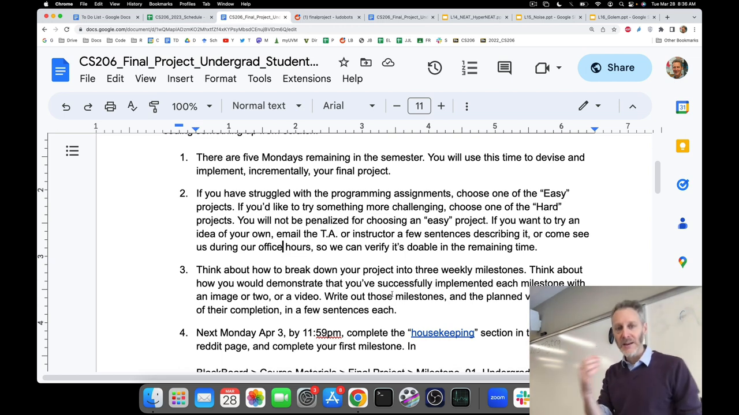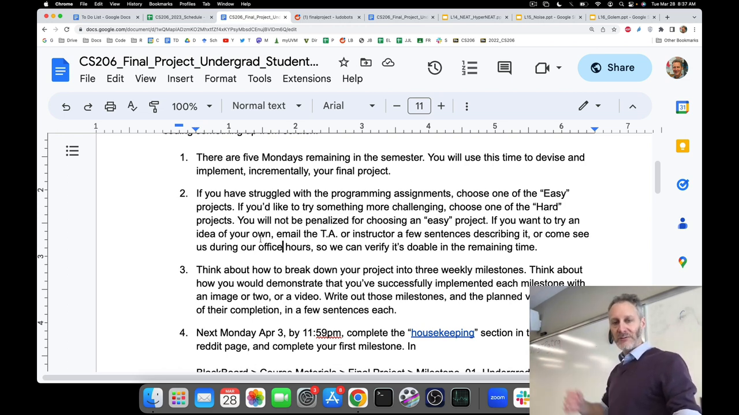Okay, as I mentioned, we have five Mondays remaining in the semester. You're going to use this time to devise and implement incrementally your final project. If you found the 10 programming assignments a bit of a struggle or a bit of a challenge, I would advise you to pick one of the easy projects. If you found the assignments relatively straightforward and a breeze, go ahead and choose something from the hard category. You will not be penalized for choosing an easy project. It's up to you. So we tried to pick something that's everybody's speed.